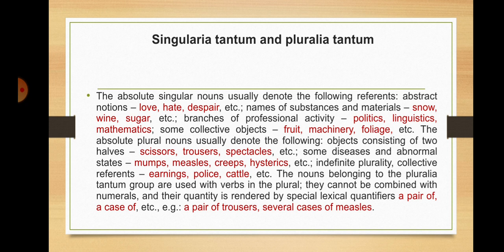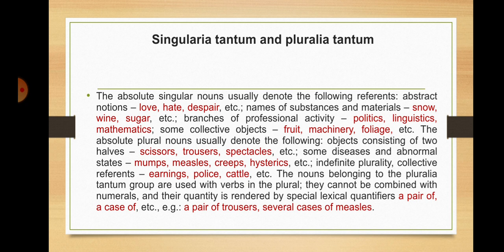The absolute singular nouns usually denote the following reference: abstract notions: love, hate, despair; names of substances and materials: snow, wine, sugar; branches of professional activity: politics, linguistics, mathematics; some collective objects: fruit, machinery, foliage, etc. The absolute plural nouns usually denote the following: objects consisting of two halves: scissors, trousers, spectacles; some diseases and abnormal states: mumps, measles, creeps, hysterics; indefinite plurality, collective reference: earnings, police, cattle.